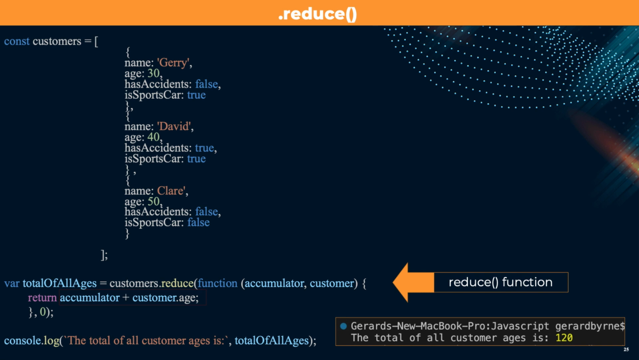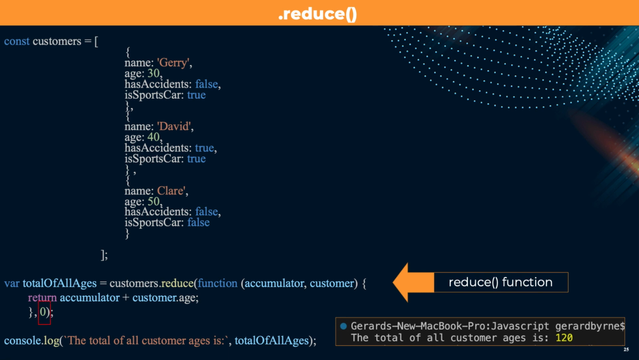So first time around it will be 0 plus 30. So our accumulator really then becomes 30. Then it goes round again and it goes 30 plus 40. So our accumulator becomes 70. And then it goes round again and becomes 70 plus 50, which is 120. And then it'll stop because there are no more items in our customers. We don't need to worry about how many there are. Reduce will do all that for us.